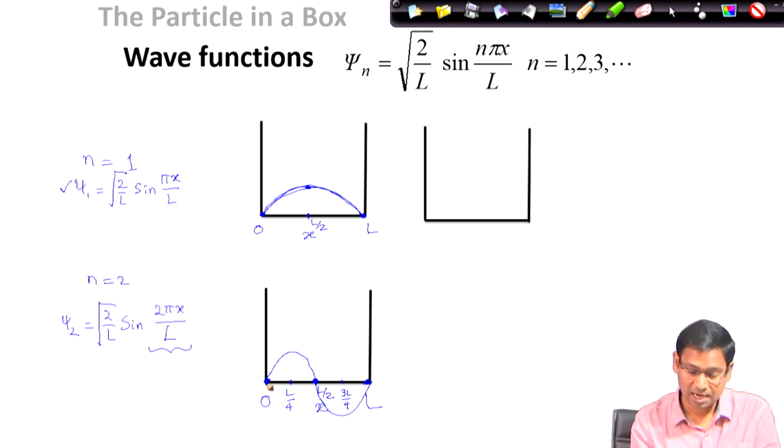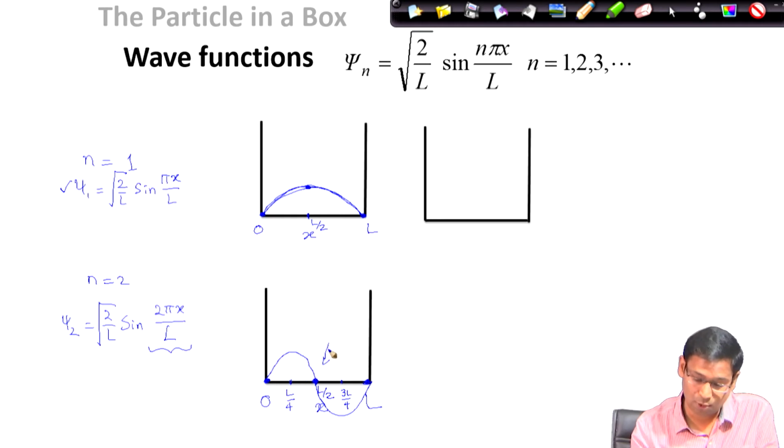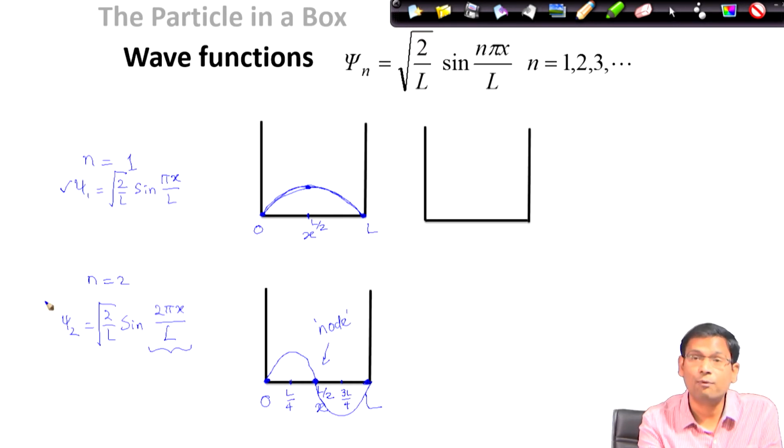So, what do I see? At x equals 0, the wave function is 0. At x equals L, the wave function is also 0. That I know because of the continuity, because I have imposed the continuity of the wave function. What I see additionally in this wave function, that even at x equals L by 2, that means at the middle of the box the wave function is 0, and this is called a node where the wave function becomes 0.